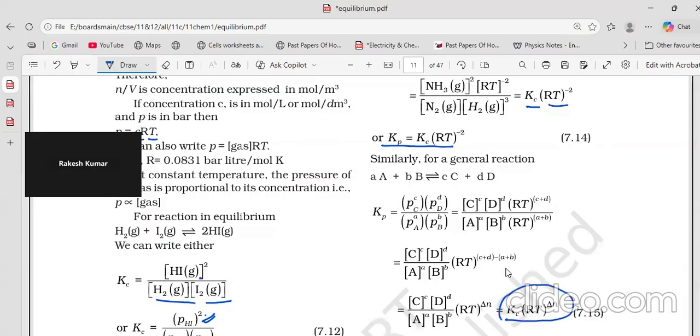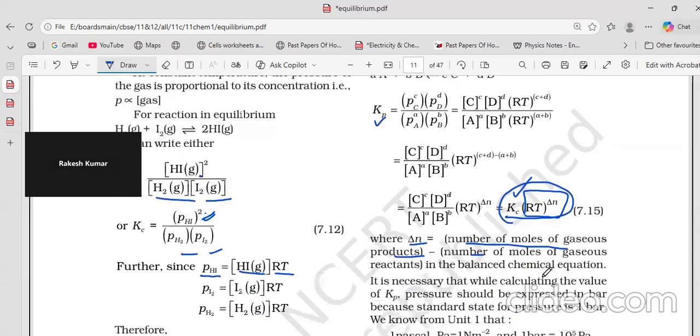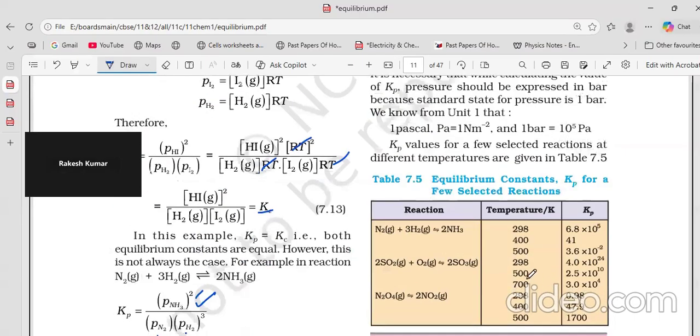This is the formula where delta n is the number of moles of gaseous products minus the moles of gaseous reactants. So you can give the answer in terms of Kc or Kp. Kp and Kc are equal in some cases, in some they are related by this when the number of moles change. If the number of moles are the same, then Kp and Kc are the same. Otherwise, they are different. And of course, the units will also be different.